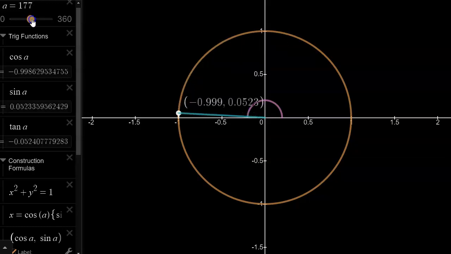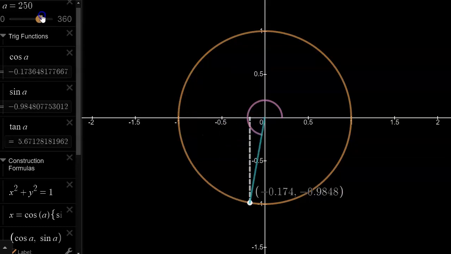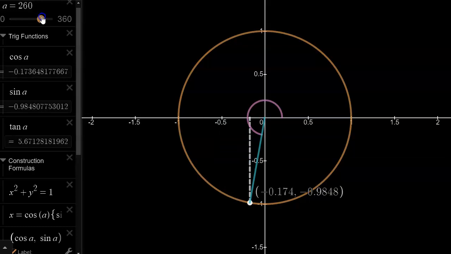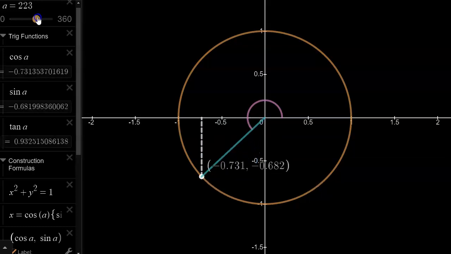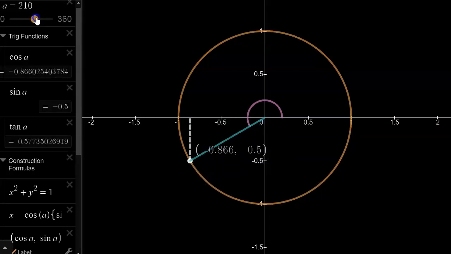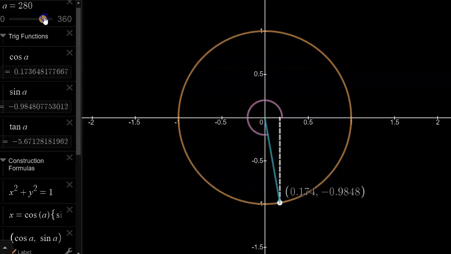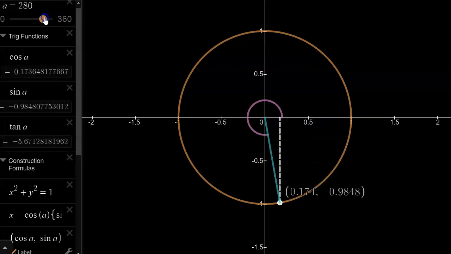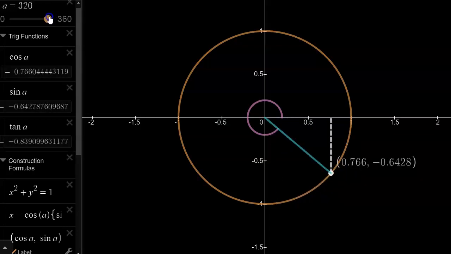Moving forward through the third quadrant, again, we have only one of those three ratios being positive all the time. This time tan takes its turn being positive, and every other ratio is negative. And then moving into quadrant 4, it is now cosine's turn to be positive, and the other two ratios, sine and tan, are negative.